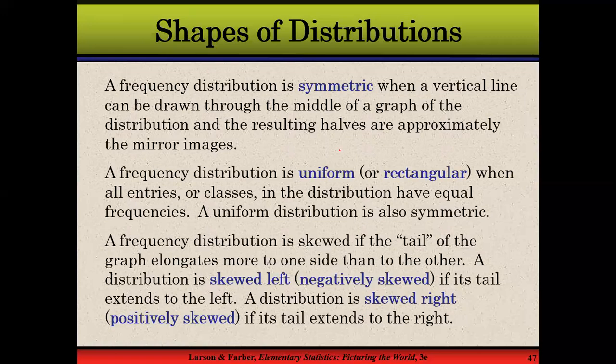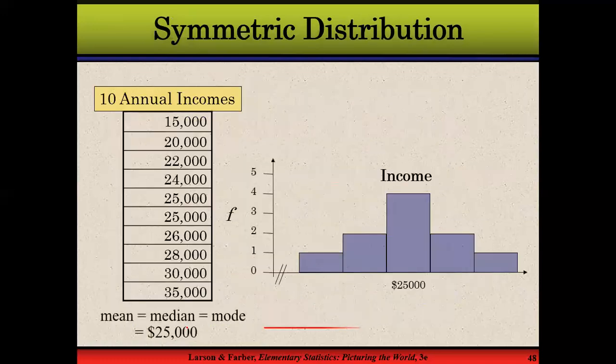For example, the data can be symmetrical. The data can be uniform. The shape of the distribution can be uniform or rectangular. It can be skewed, but it can be skewed in two ways. It can be skewed left, which is called negatively skewed, or it can be skewed right, which is called positively skewed. Let's see. For example, if you look at this data, this is a very symmetric distribution.